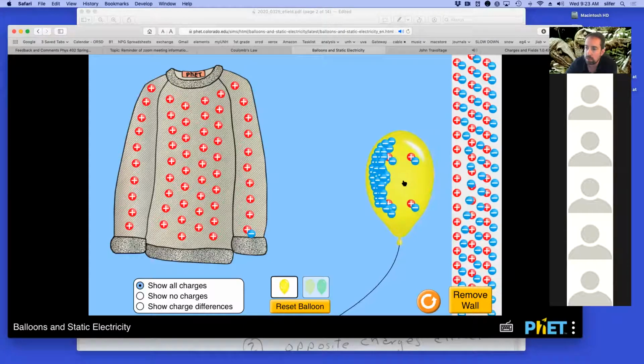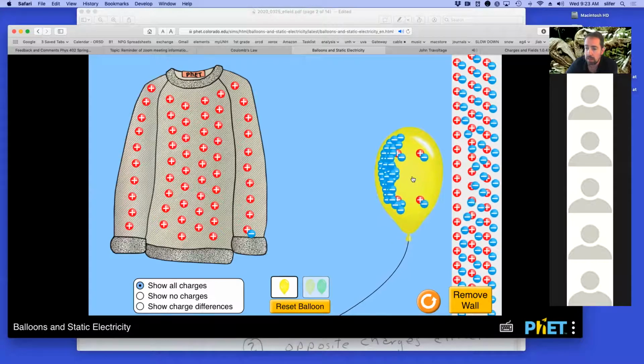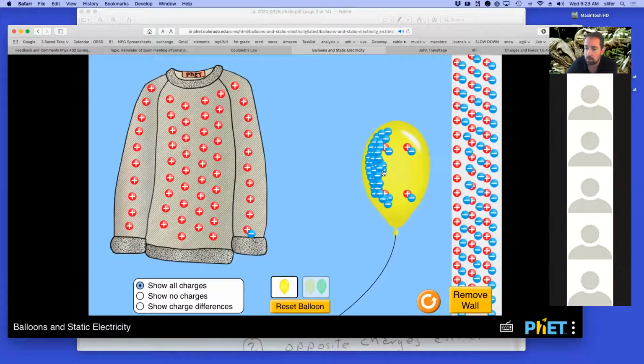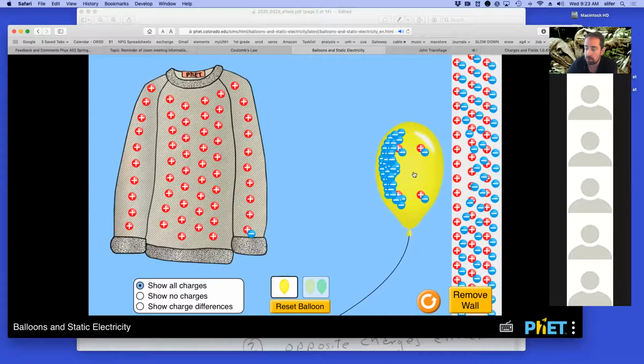We call this phenomenon polarization. And we'll come back to this again. It's actually a really neat phenomenon. So in the end, we can polarize that wall by pushing the electrons further away, the negative charges further away from the net negative charge on this balloon, and the positive charges stay where they are.